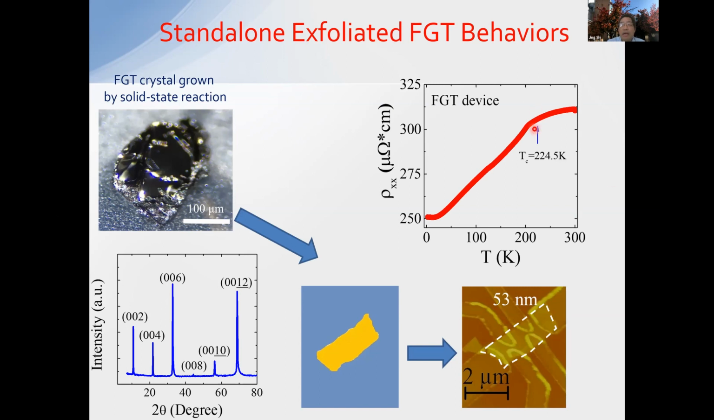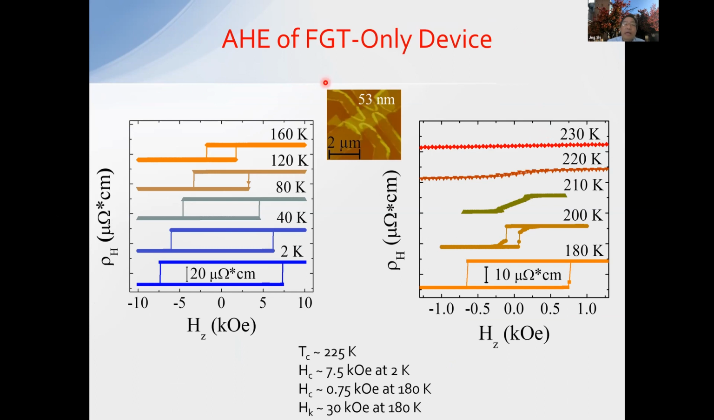This arrow points to the TC, the Curie temperature of this device, just FGT alone. You see this FGT shows beautiful anomalous Hall loops down to 2K. So the TC should be around here. From the Arrott plot, we know the TC is actually 225K or so. And at 2K, this coercive field is about 7.5 kilo-oersted, as you see here.